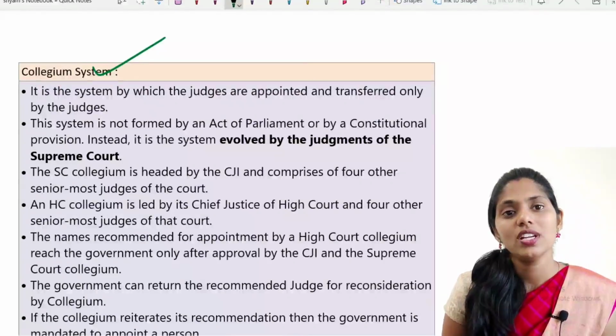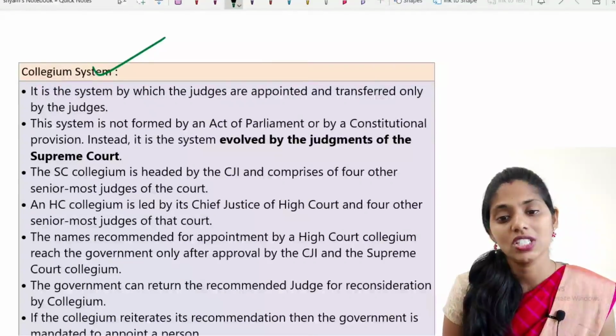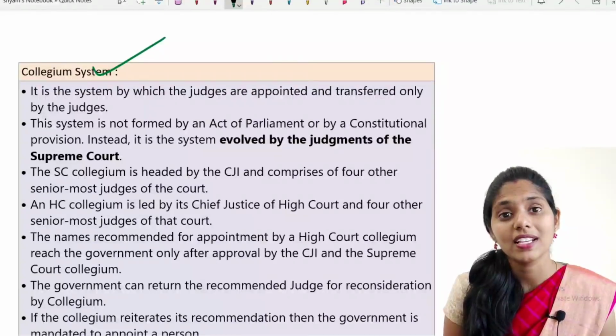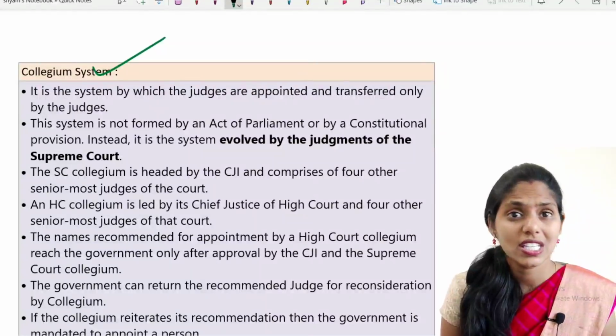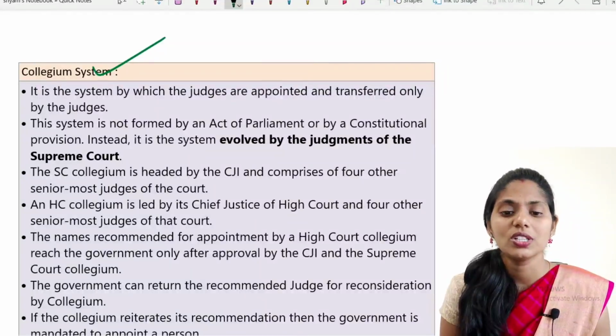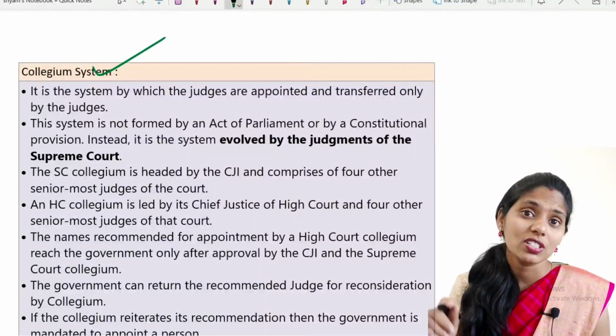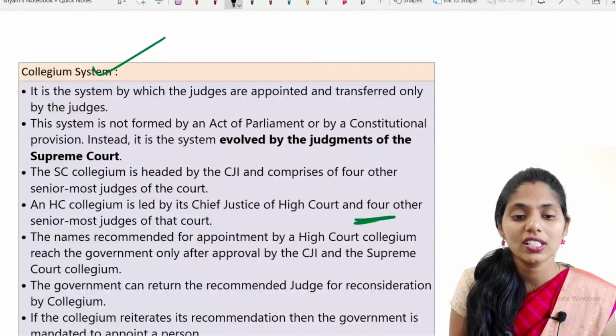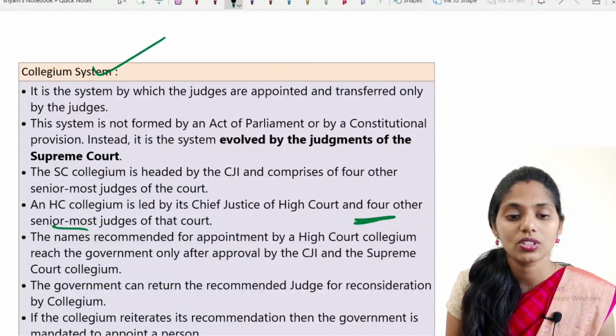Okay, so the collegium is headed by the CJI, and the collegium system also comprises the four senior-most judges. And if you're talking about a High Court collegium, it is led by the Chief Justice of that High Court, and it will also contain four other senior-most judges of that court.